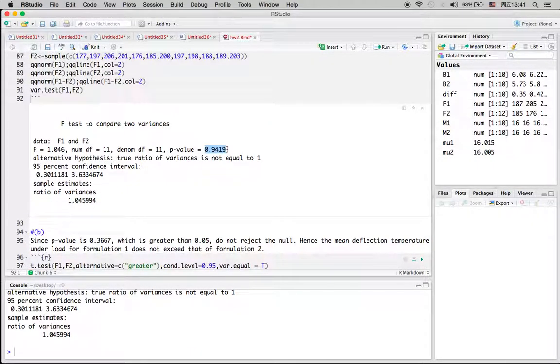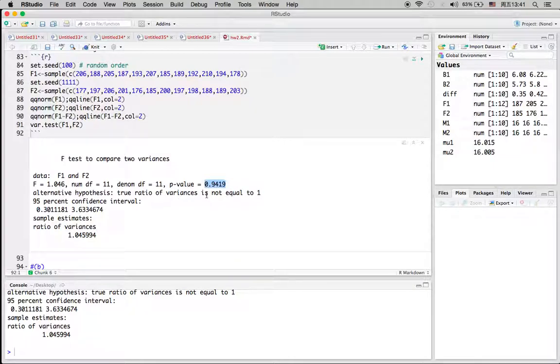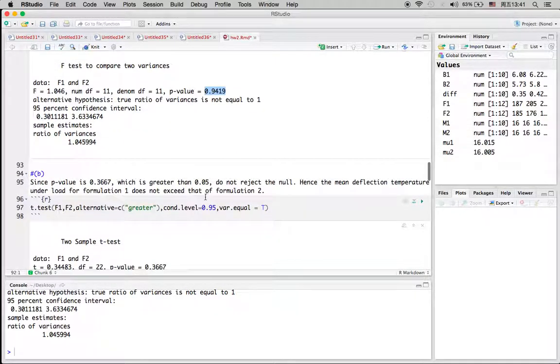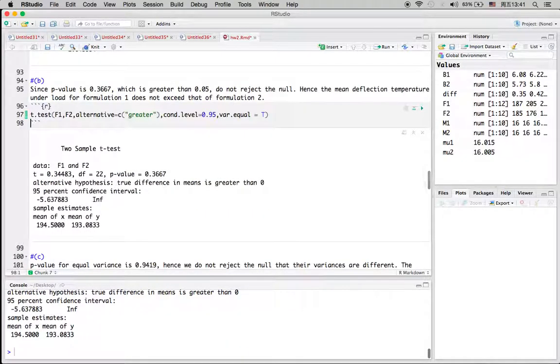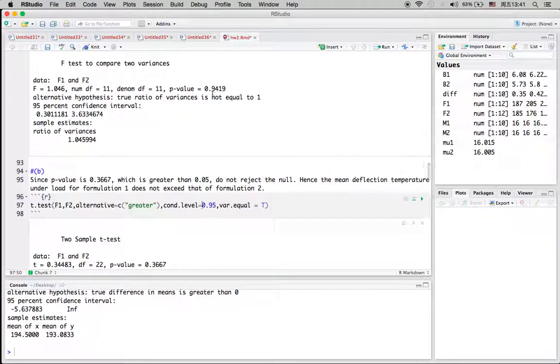The p-value is greater than 0.05, so we do not reject the null, which means there isn't a difference between the two variants. And here we are going to apply the t-test. Here we are going to check if the mean for the first population is greater than the mean of the second population. And then the confidence interval is again 0.05, and then we set the variance equal to true.